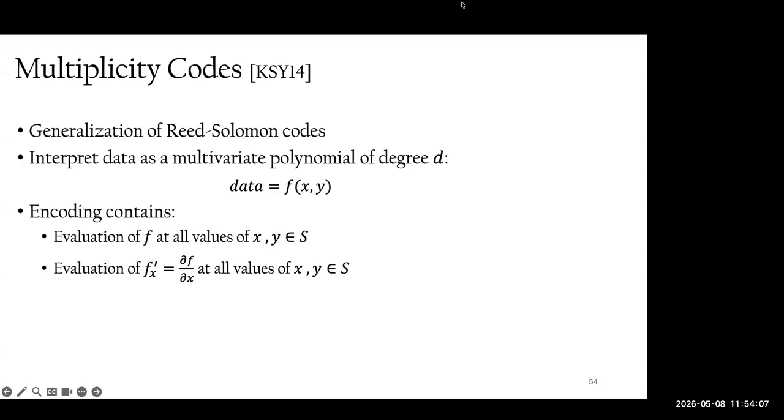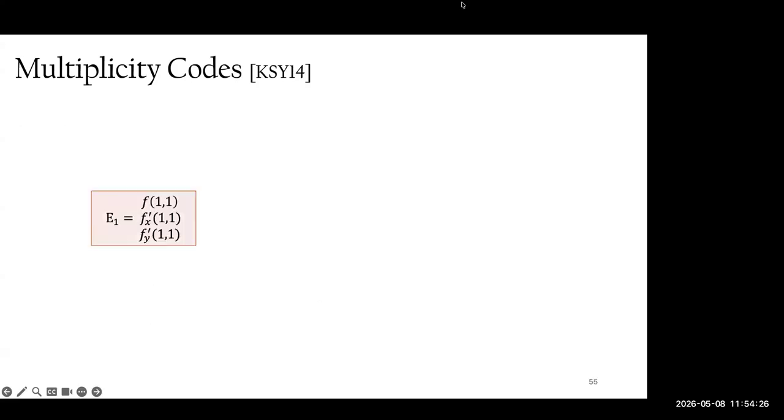But the extra information is that we also store derivatives of the polynomial. So we have f'_x, the first derivative with respect to x, and we also store the evaluation of this polynomial at all values of x and y. Similarly, we have f'_y, the first partial derivative with respect to y, and we also store its evaluations at all points (x, y). So pictorially, the first symbol of your encoding, E1, would contain the evaluation of f at the point (1, 1) along with f'_x and f'_y at the same point. This is the first symbol of the code, which the first node in the system will store.